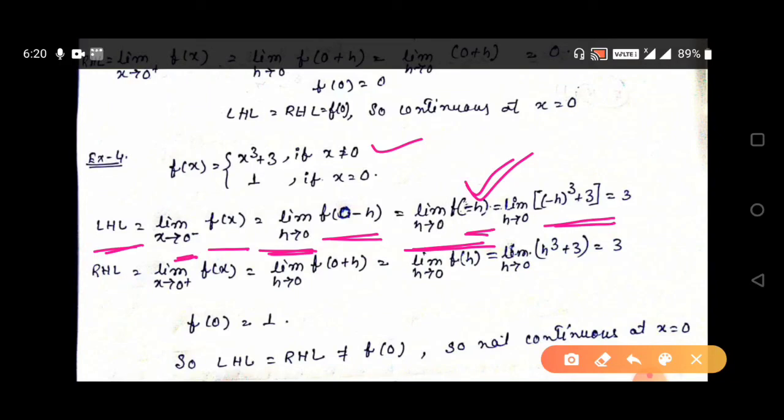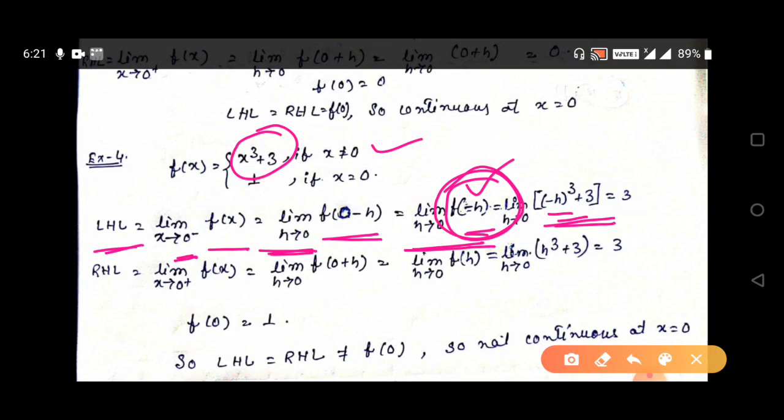Whenever you consider the function, you have to look at this. I am telling you again and again, whenever you consider the function, you have to look at this. This is 0 negative, that means not equal to 0. So we have to consider the function x cube plus 3. In place of x we have to write minus h because here we have minus h.